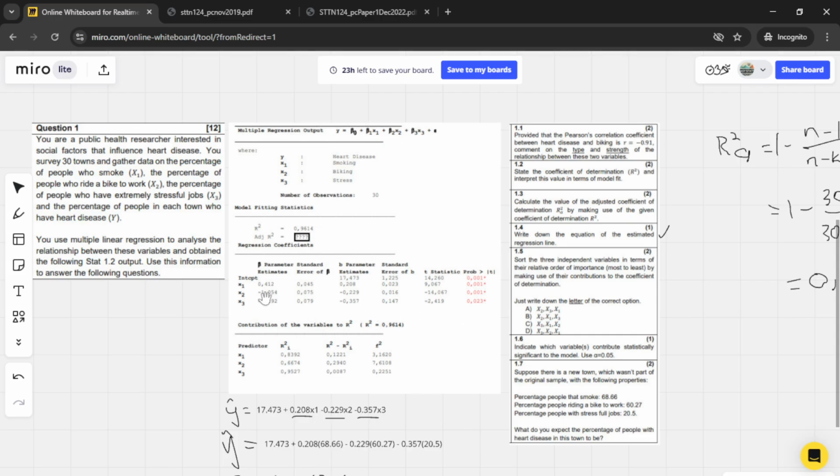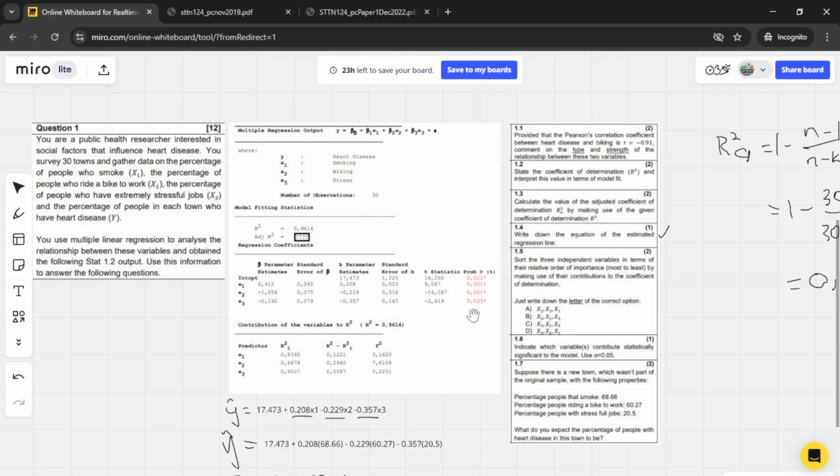So if you look at x1, it is 0.001, which is less than 0.05. x2 is 0.001, which is also less than 0.05, followed by 0.023, which is also less than 0.05. So all the variables that we have here, all the independent variables, contribute statistically significantly.